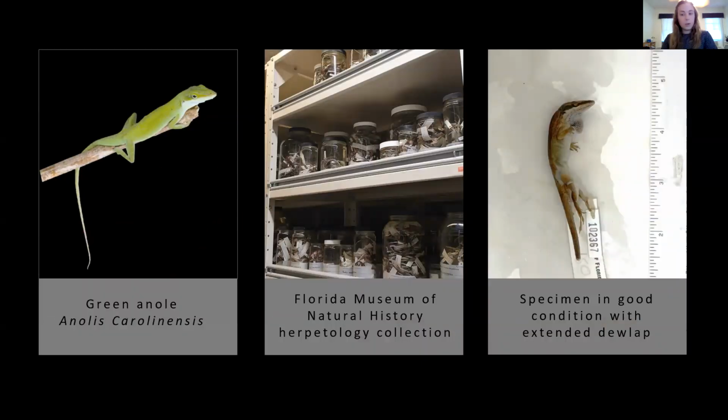So I'm going to take an animal that all of you in Gainesville have probably seen at some point, a green anole. And I'm going to go into the herpetology collection here at the Florida Museum and pick a specimen. We actually have hundreds of anoles here at the Florida Museum, so I was able to choose a nice male that was fixed with his dewlap extended. So I'm going to take this specimen and put it in the CT scanner.